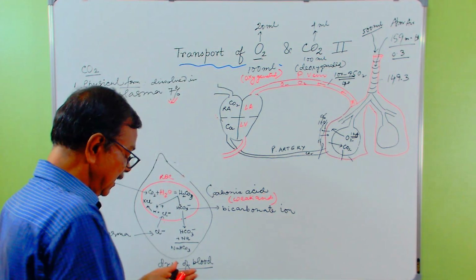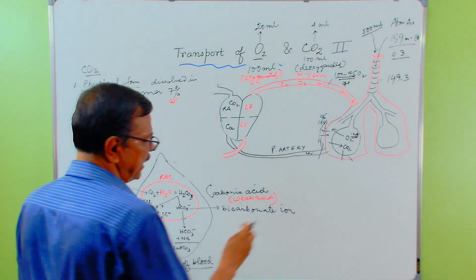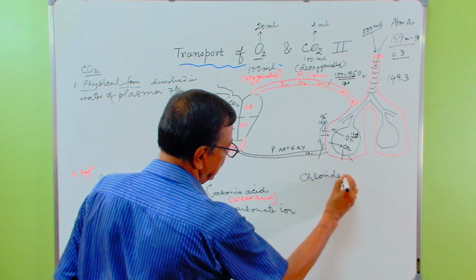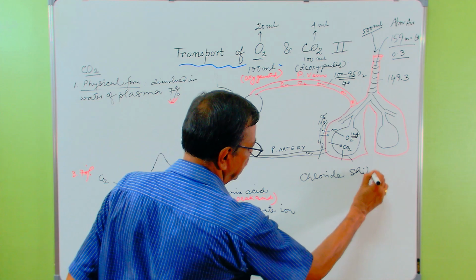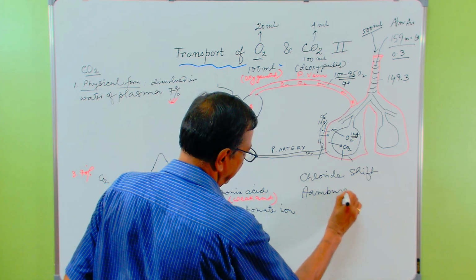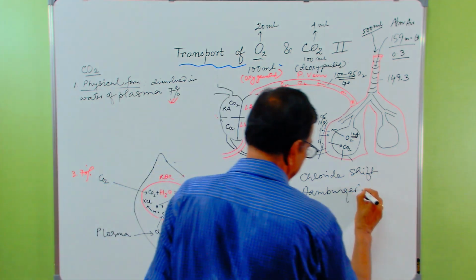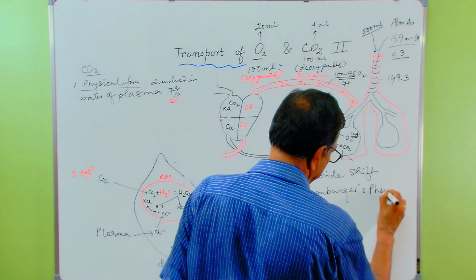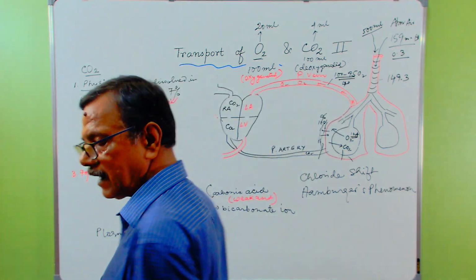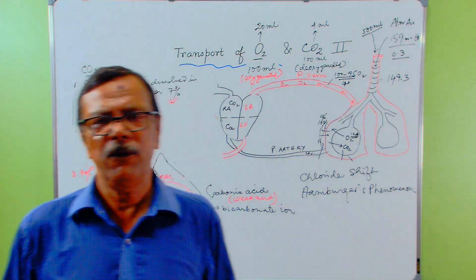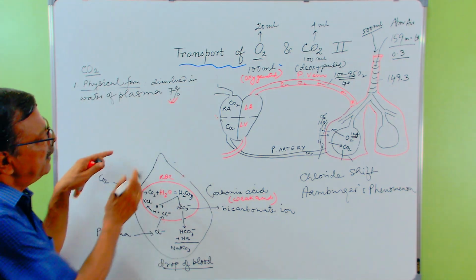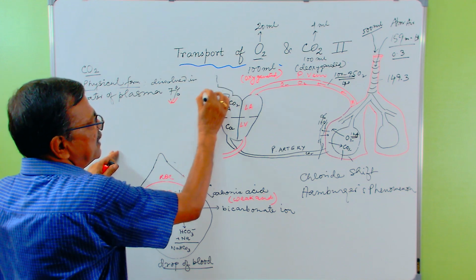Clear? So this is chloride shift, and this phenomenon is known as Hamburger's phenomenon. What is known as Hamburger phenomenon of chloride shift? Very, very important. This is known as Hamburger's phenomenon or chloride shift. Now this is being carried through the vena cava. It comes.